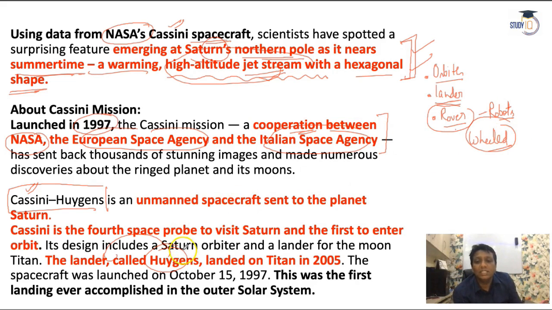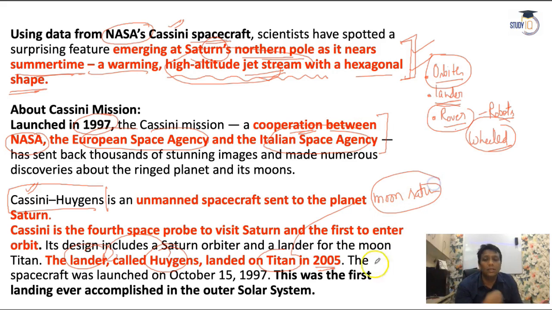So this is the reason, guys, in Cassini-Huygens, Cassini is the orbiter that you put into a particular place for imaging purposes, and Huygens is a lander, the technology by which you land on the surface. In 2005 this lander Huygens landed on Titan. Titan is one of the moons of Saturn. It landed there, and this was the first time any lander touched down in the outer solar system, and that was Huygens.